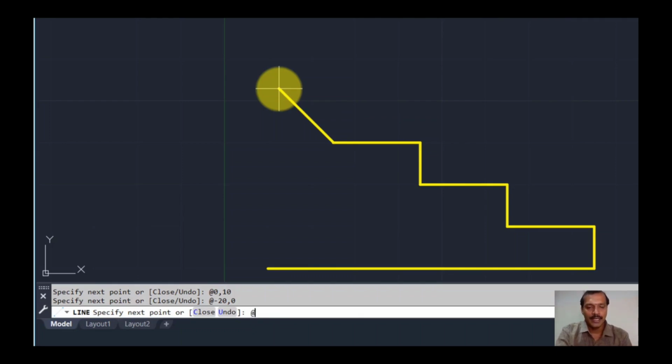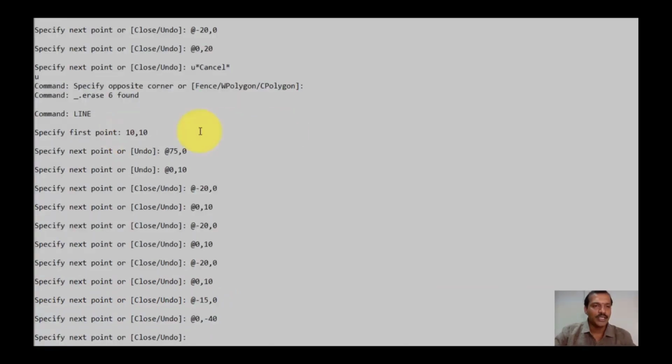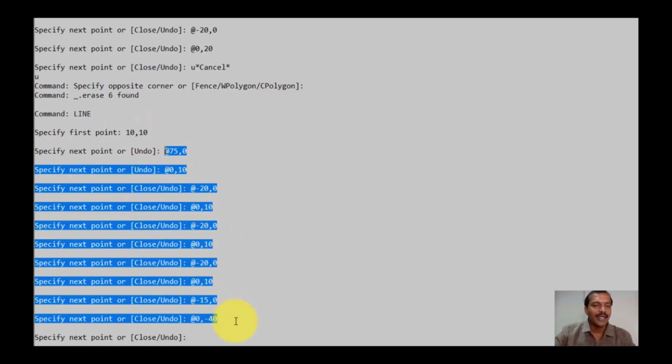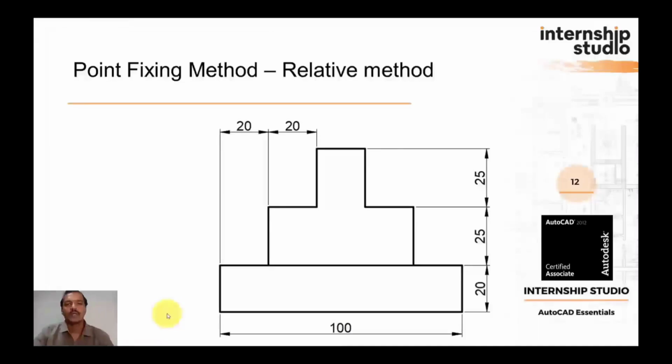At the rate towards minus x direction 20 mm and y becomes 0. At the rate x becomes 0, y positive 10 mm. From there, x becomes minus 15 mm, y becomes 0. Then I have to come down. How much distance? x is 0, y becomes minus 40 mm. So I got the object. You see here, except the first point, for all other points I gave the x distance, y distance of each point from the previous point. Okay, right.